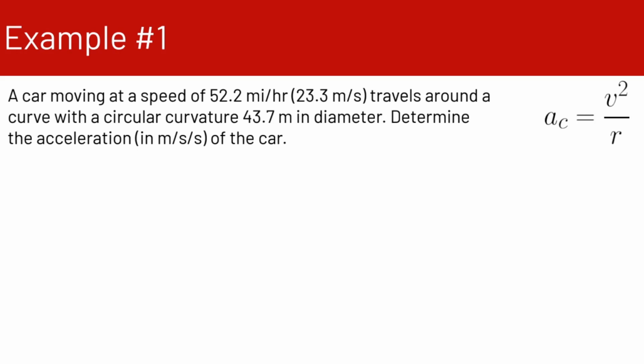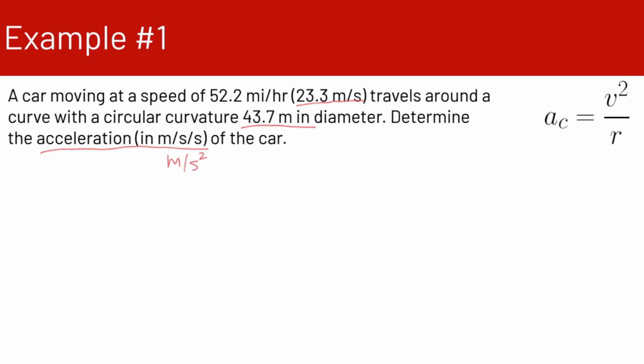All right, so in this video, we're going to look at some examples on using the equations for centripetal acceleration and centripetal force to solve example problems. So we're looking at example 1 in this slide. A car moving at a speed of 52.2 miles per hour, or 23.3 meters per second, travels around a curve with a circular curvature of 43.7 meters in diameter. We want to know the acceleration of the car in meters per second squared.